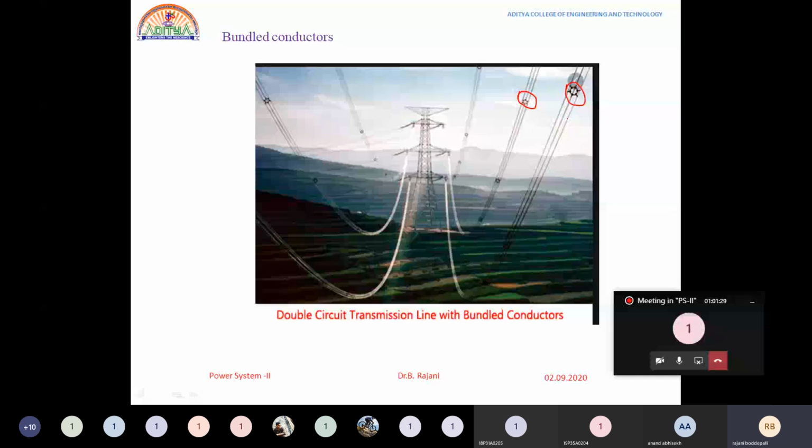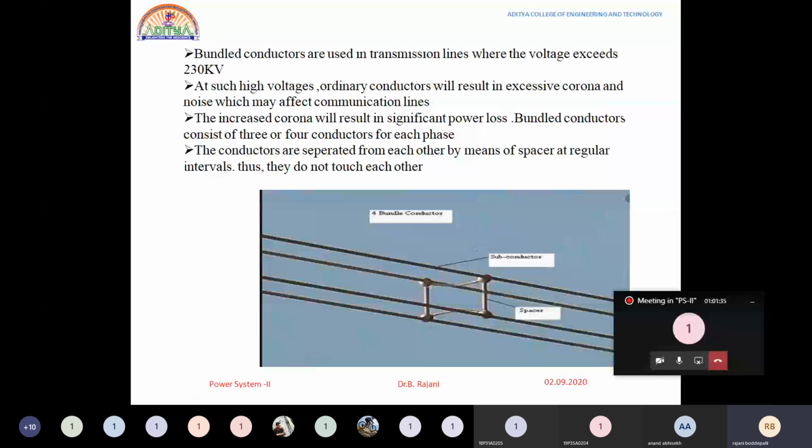Here there are four bundle conductors. How many conductors are there? Four conductors are grouped together. These are the subconductors in that bundle conductor. This is the spacing between the conductors. Where do we use these bundle conductors? Conductors made up of two or more subconductors are called bundle conductors.